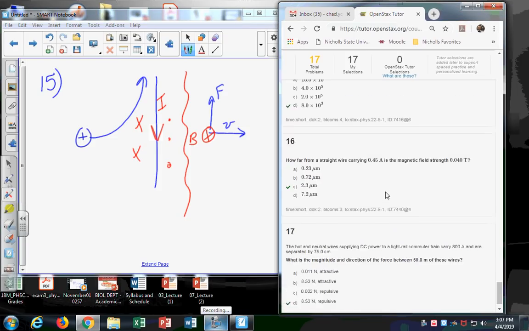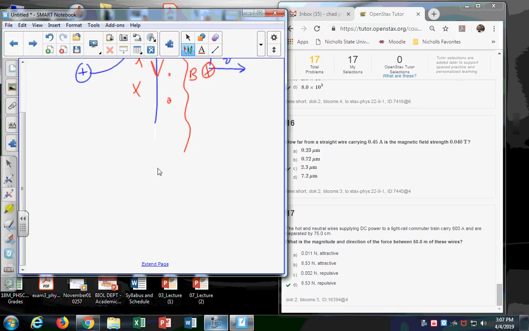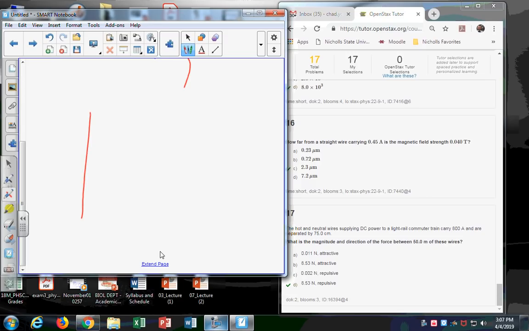And then number 18, which is actually number 17 here. Oh yeah, so this was several people had issues with this. If I have a hot and a neutral wire, let's draw the neutral black. So this is my hot wire, and this is my neutral wire. The issue is, why is it repulsive? Because people were assuming that the current is in the same direction on these, but that's not true.